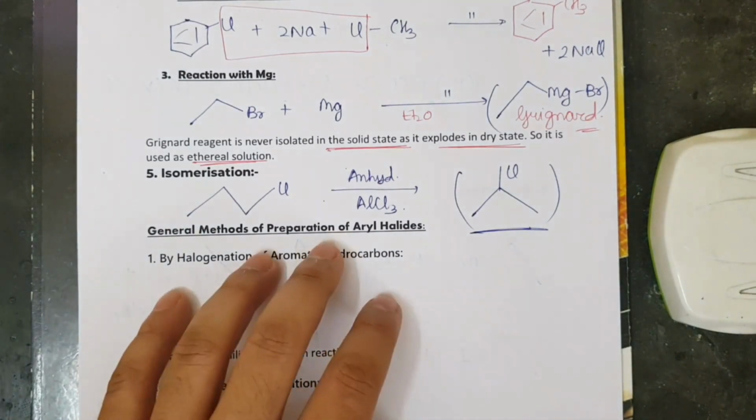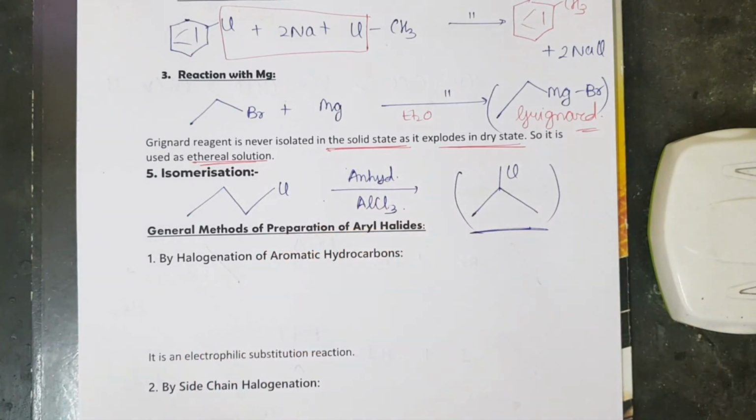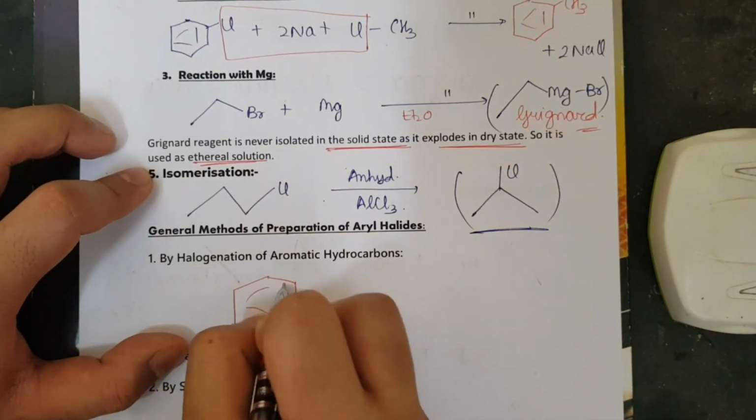Now let us move on to some methods of preparation of aryl halides. Alkyl halides are done. Now we deal with aryl halides. First of all, we have the halogenation of the aromatic hydrocarbons. Please focus on this very properly because it is very important. We have been given a benzene ring here.